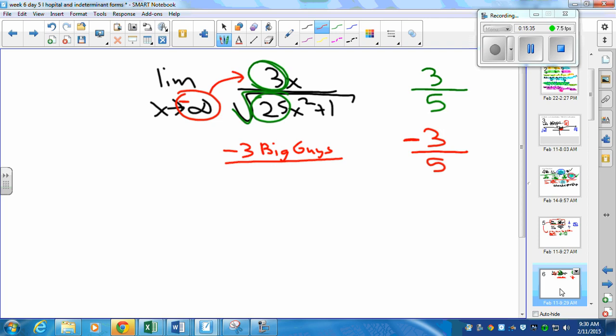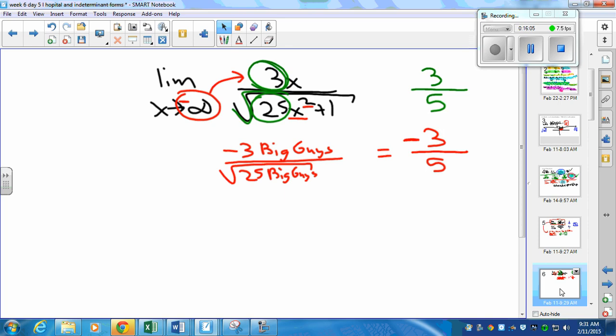And on bottom, you're getting the square root of 25 big guys. Notice, how come it's not 25 negative big guys? Well, because you're plugging in negative infinity into x squared. So negative big guys squared equals positive big guys, and then that goes to that. So realize, yes, it's the fraction of the leading coefficients, but be careful on signs.